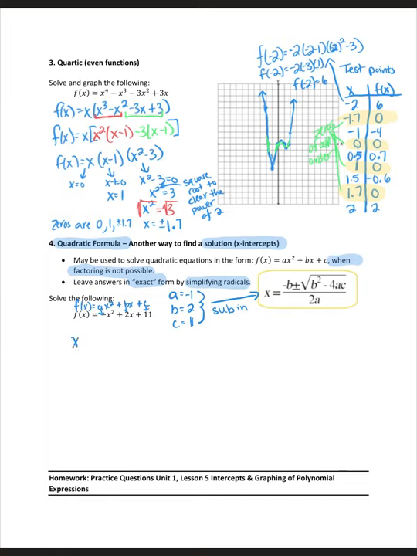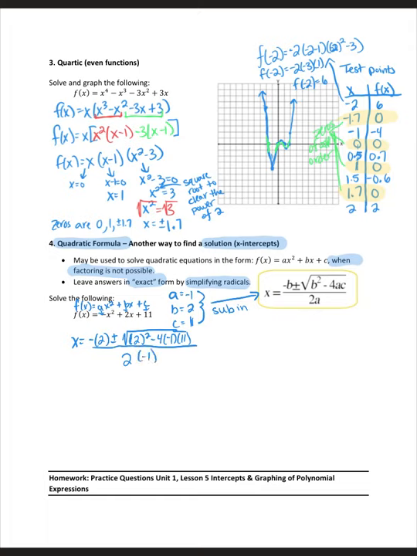Okay, so let's set it up. x equals, and then we have a negative b, which in this case is negative 2. It's always a good idea to put your substituted values in brackets so that you're sure you're capturing the negative or positive sign on them and we don't mess up a sign along the way. So negative b plus or minus the square root of b squared, which is 2 squared, minus 4 times our a value of -1 times our c value of 11, all divided by 2a, or 2 times -1.